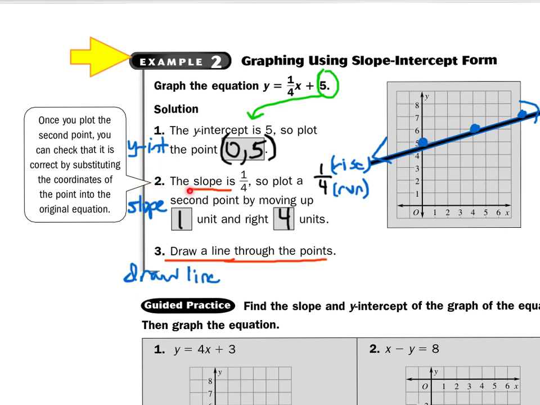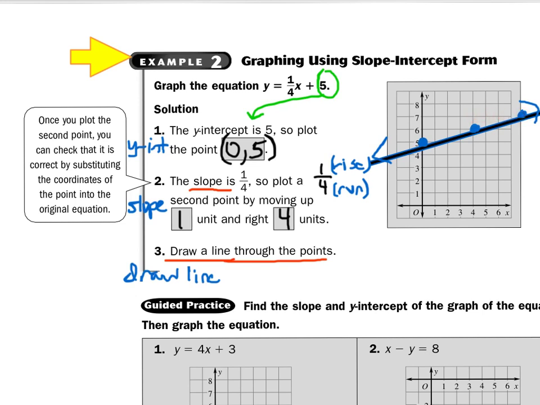Now, the second thing we do is we find the slope, and the slope is that number in front of the x, and sometimes it looks like a fraction. That's fine, because remember, it's rise over run. So the slope is 1 over 4, so it's 1 that we're going to rise and 4 that we're going to run. You start at the y-intercept, rise 1, run 4, and put another dot. Then from that new dot, you rise 1 and run 4 and put a second dot.